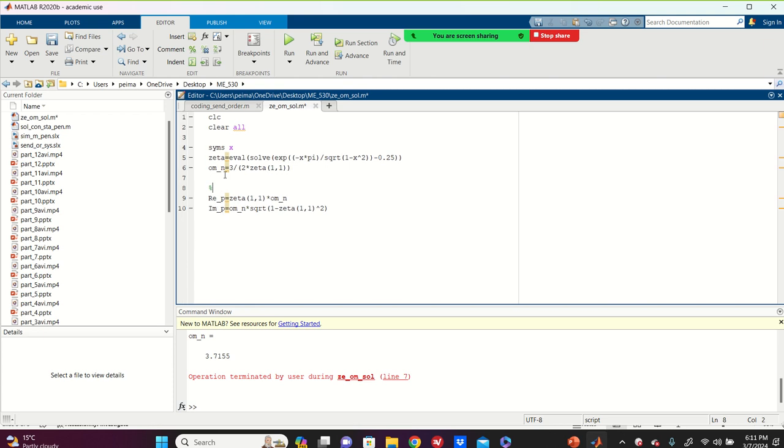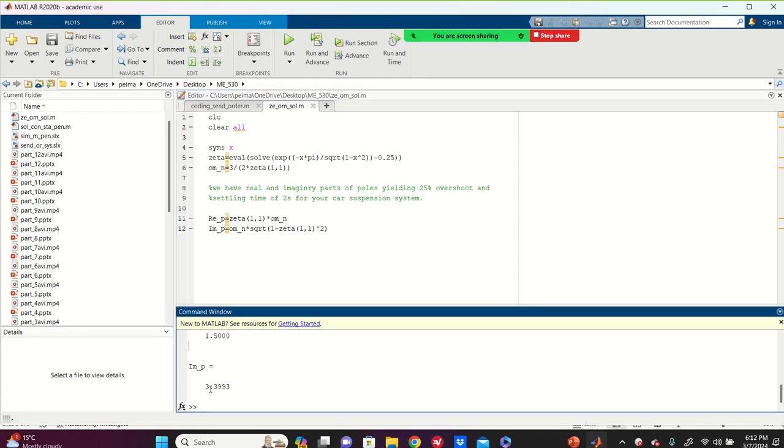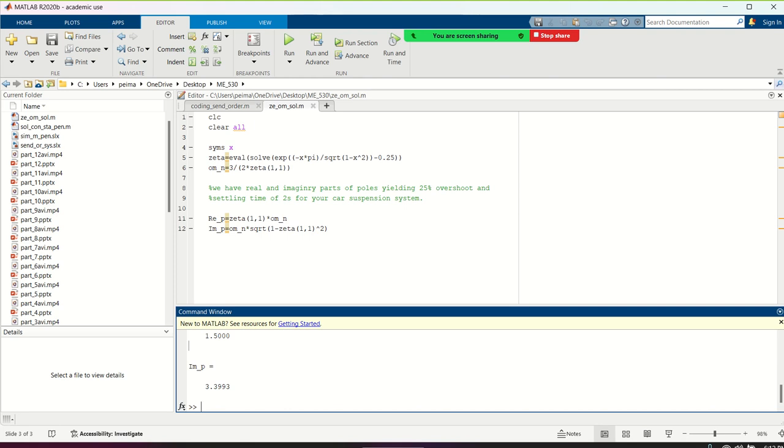I'm writing here. So we have the real and imaginary parts of poles yielding 25% overshoot and settling time of 2 seconds for your car suspension system. This is a comment. You got it, everybody? Now let's see the values. The real part of your pole is going to be 1.5. Imaginary is 3.3993. So I'm going to write it down here. 3.3993. Let's go to the next.